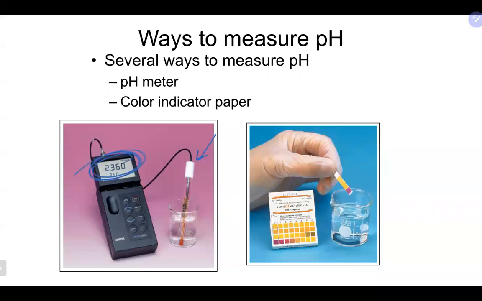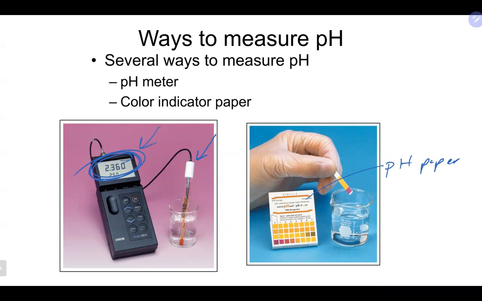Other ways you could get to pH is to use pH paper. If you ever did anything with a pool, they have pool test strips that you could put in the water. Basically what you do is you dip it into the solution. The little boxes change colors. You line it up to the key and go, kind of looks like a 7 or 4 pH, give or take. Obviously, the meter is a much more accurate way of doing it.